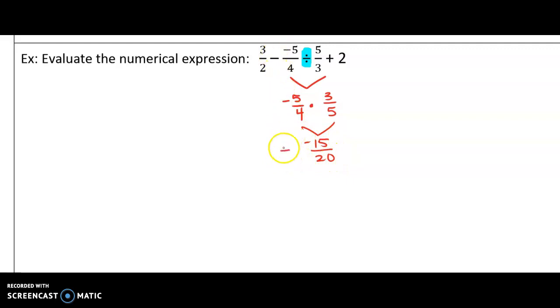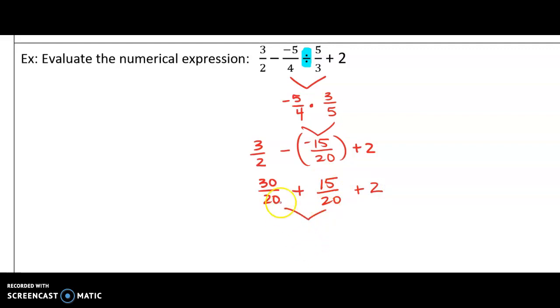And I'm going to do the subtraction. So 3/2 minus negative 15/20, and then I'm going to add that. And then I'm going to work from left to right. So I'm going to turn this 3/2 into 20ths by multiplying and making that 30 over 20. I'm going to change this minus into plus, the opposite of negative 15/20, which would be positive 15/20. And then I'm going to add 2 to that.